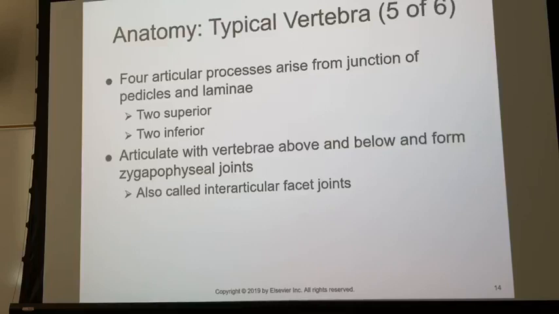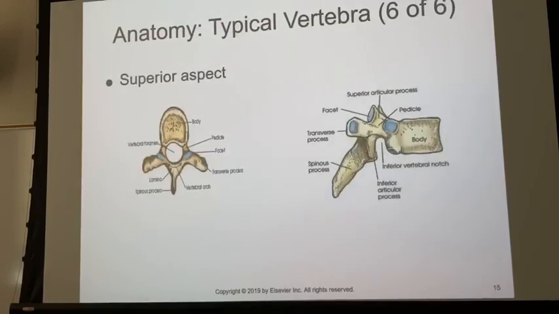So we talked about this. Those are your articular processes. Again, you've got the body, you've got the pedicle, and if this is the superior aspect, that will be your superior articular process. You've got the transverse process. You've got the posterior arch with the lamina. And you've got the spinous process.